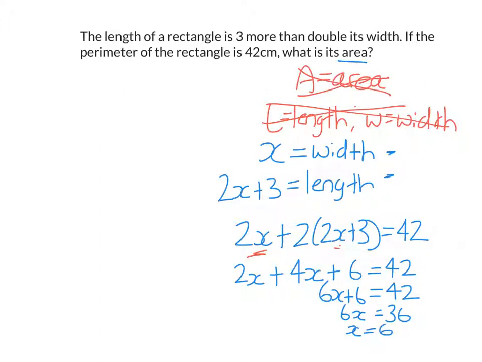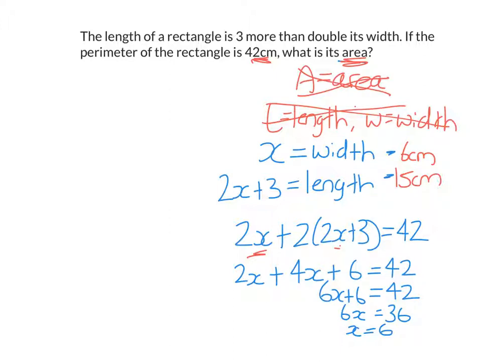So, are we done? No, because the question asks what's the area, and we haven't found that yet. What we have found is x, the width. So the width is 6 centimeters because perimeter's in centimeters. So the length would be 2 times 6 plus 3, which is 15 centimeters. So the area is just 6 times 15, which is 90.